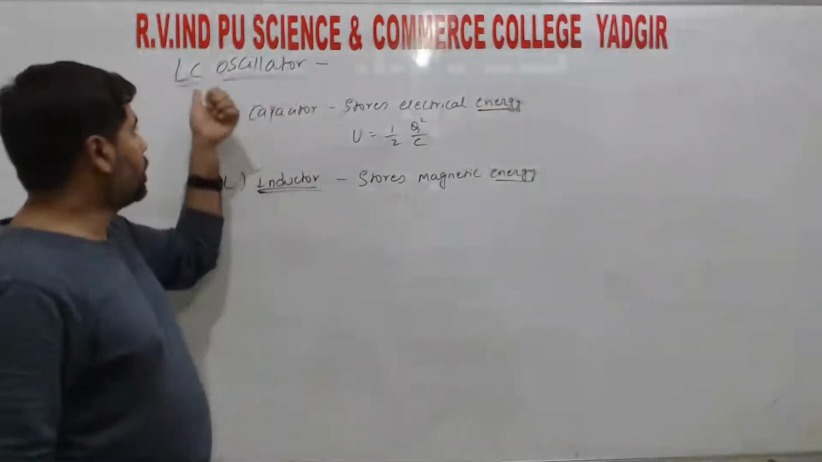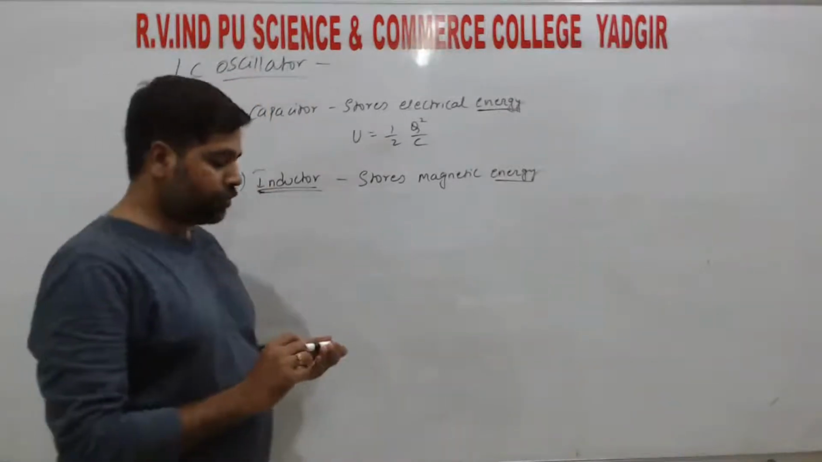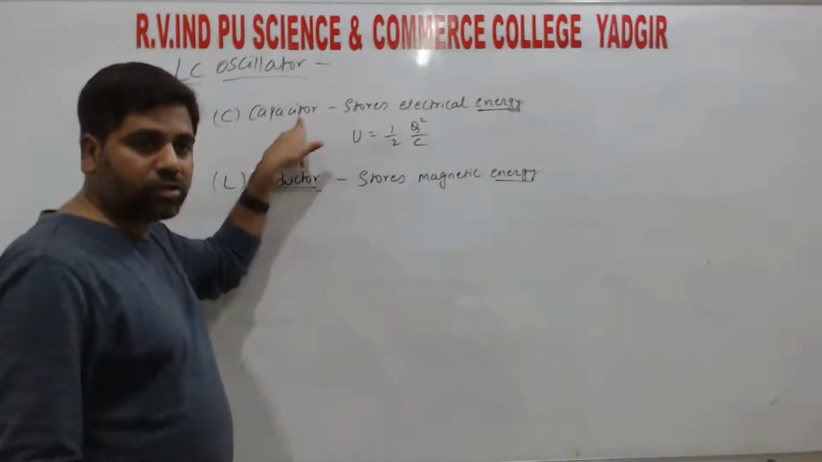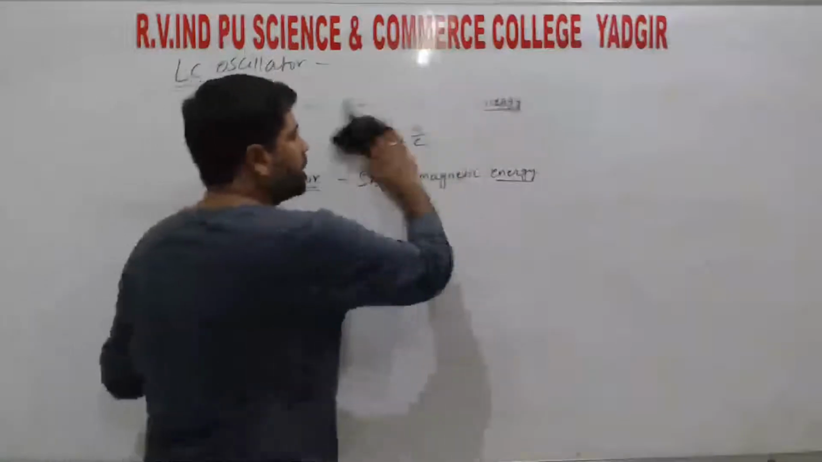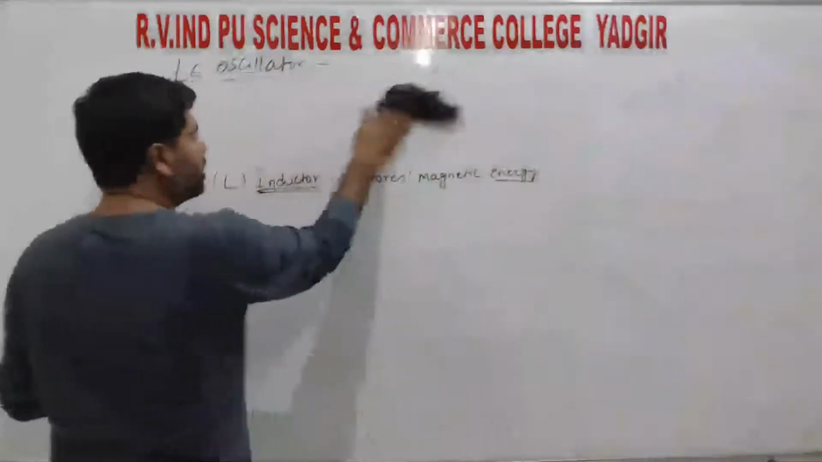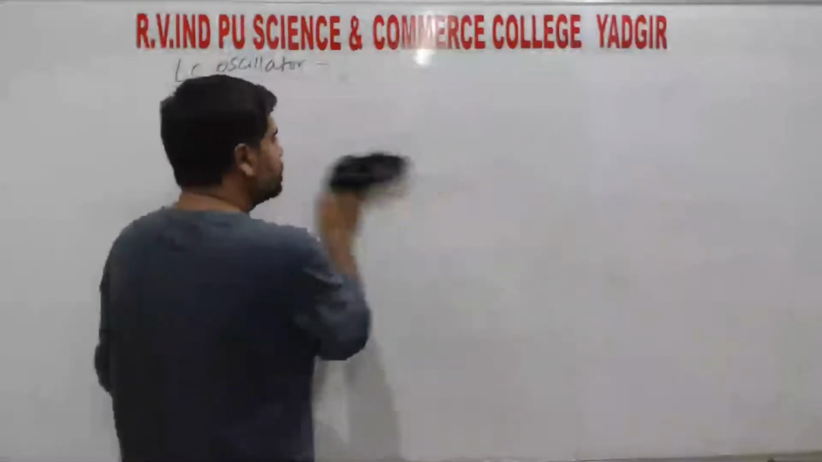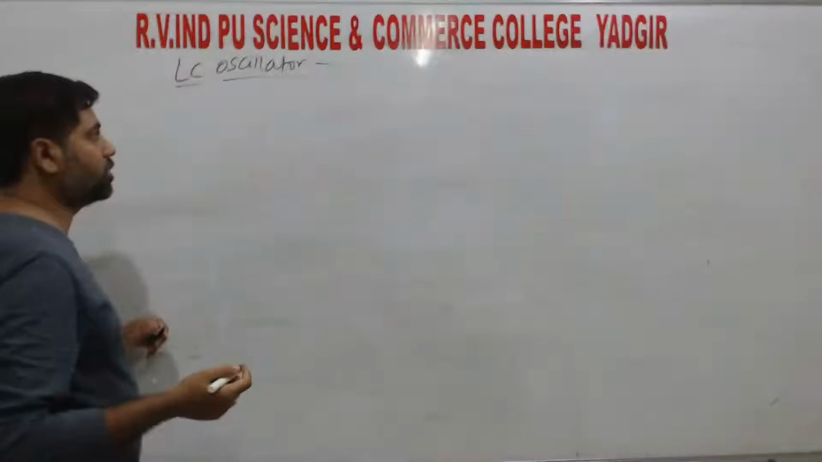So here we are going to discuss what an LC oscillator is, right? It is important: it stores the energy. Capacitor also stores the energy, and inductor also stores the energy. So in the capacitor, electrical energy is stored, and in the inductor, magnetic energy. That means the magnetic field gets stored. We will study this in detail when we discuss that chapter, right?